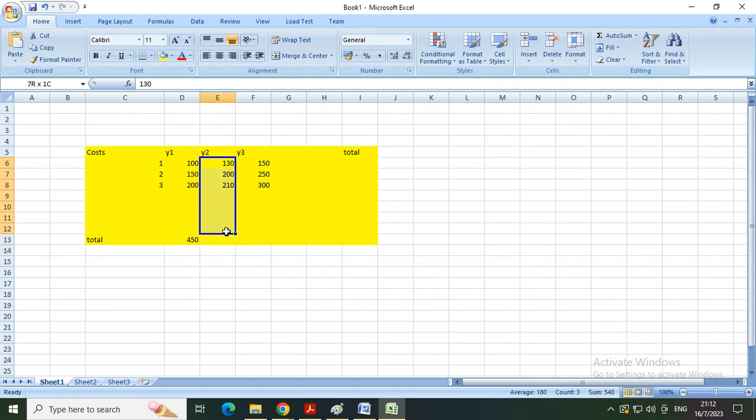Now put a formula. Fine, right? Next, you have to show something called cumulative cost. Now, what is cumulative cost? In the first year, you have the cost 450, right? So it will be 450. In the next year, what will be the cumulative cost? Can you tell me?